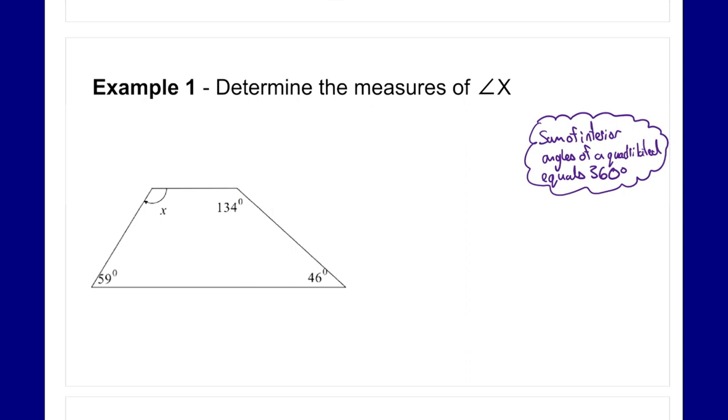So if we're dealing with a quadrilateral, or a four-sided figure, the sum of the interior angles adds up to 360 degrees. So using that, we can now figure out our unknown value x. In this case, angle x is going to equal 360 minus 134 minus 46 minus 59. Angle x is equal to 121 degrees. So again, nothing too complicated with this one, just a little bit more straightforward, similar to our triangle one.